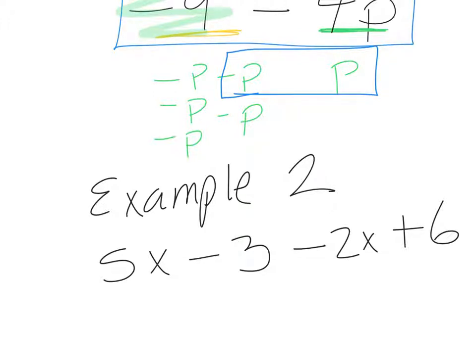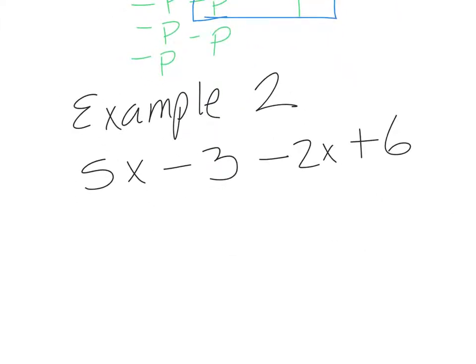Destiny, I'm going to let you add in a second. We're going to do a part way. Okay, so Amy, help me get started. First of all, what are the like terms? What am I going to combine? 5x and negative 2x. So Destiny, when I combine 5x and negative 2x, what am I going to get? I'm going to get 3 x's.